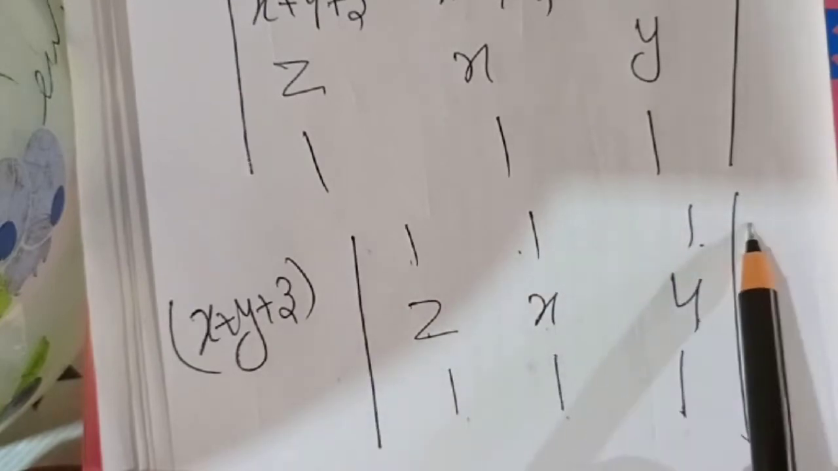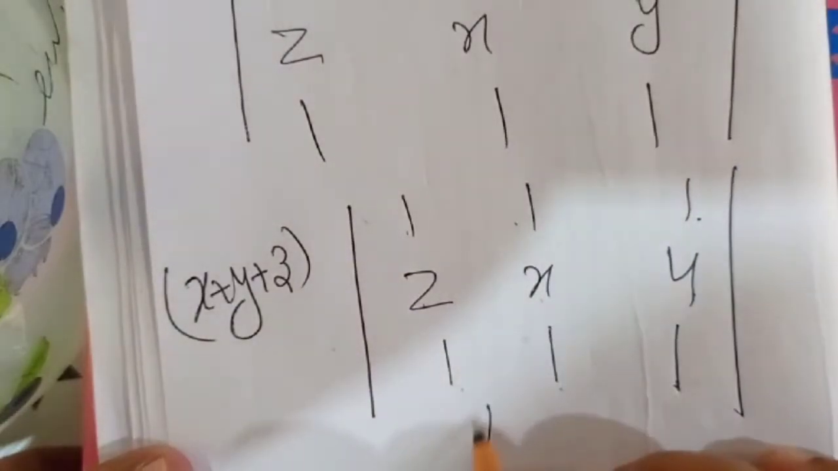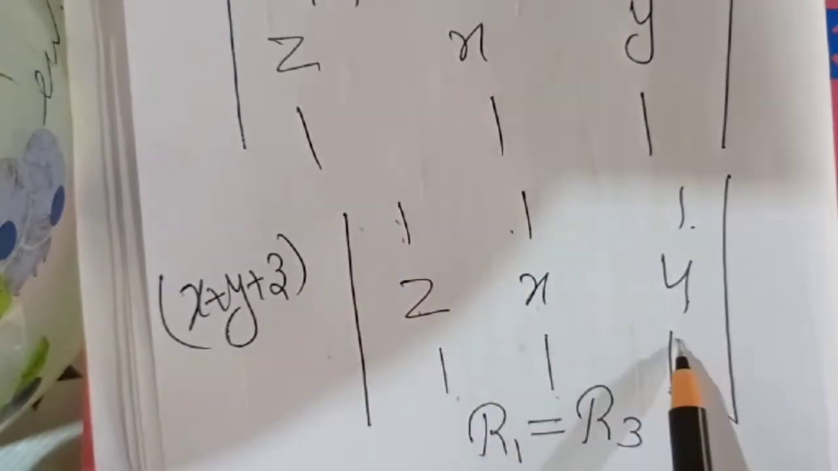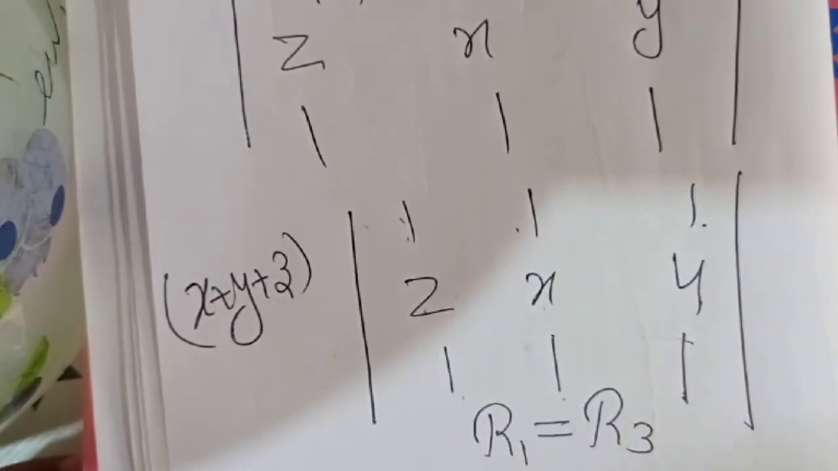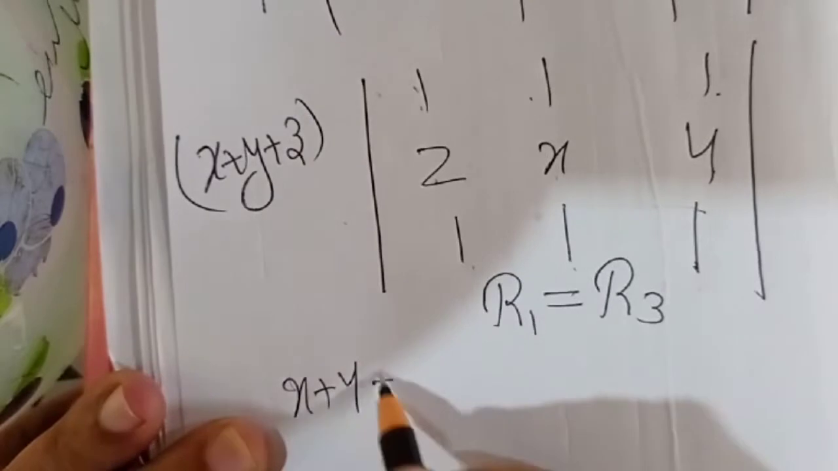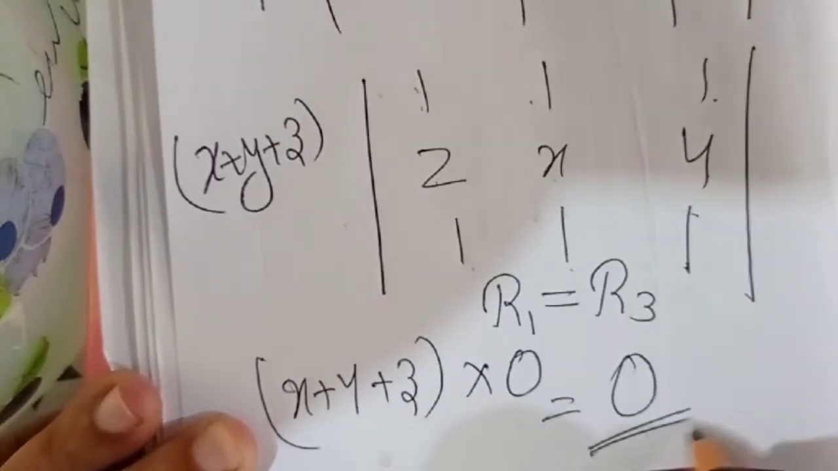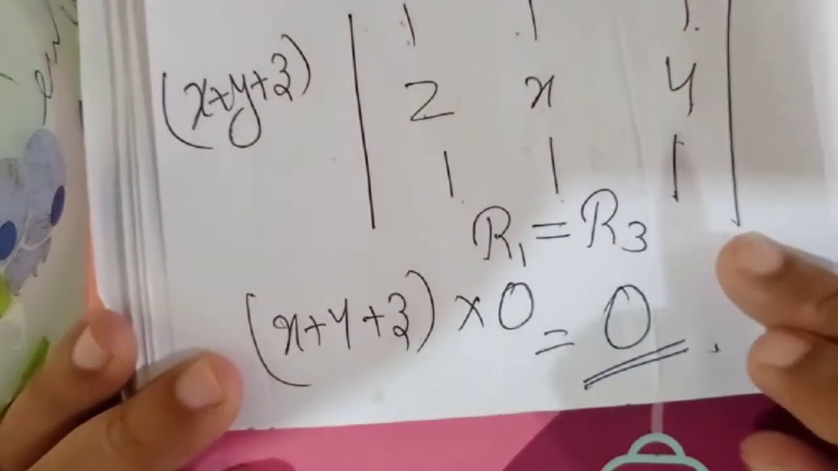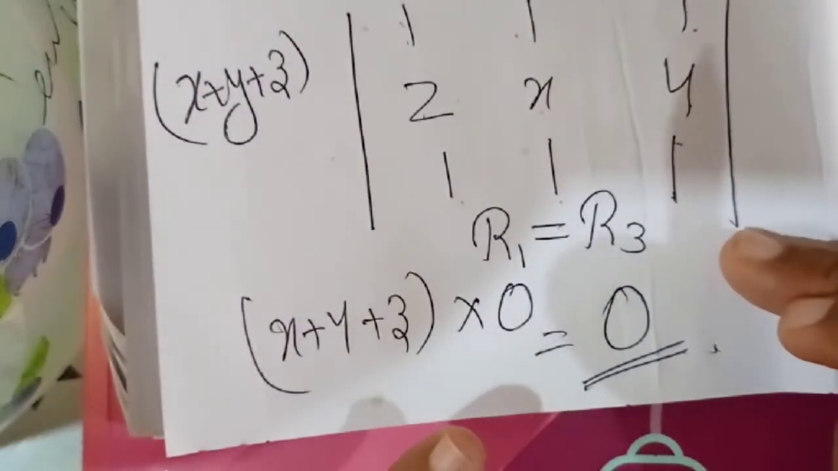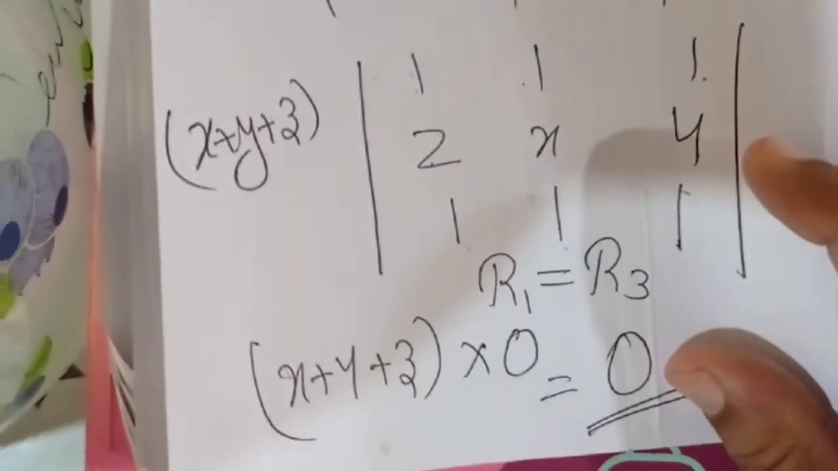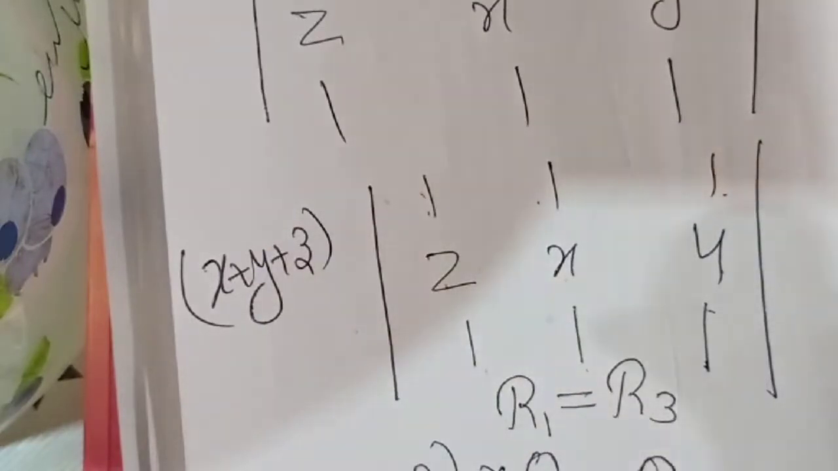Here, R1 is equal to R3. These two rows are equal. Therefore, x plus y plus z into 0 equals 0. This without expanding problem is also important. For 1 mark or 2 mark questions, without expanding, find the value of the determinant. Okay.